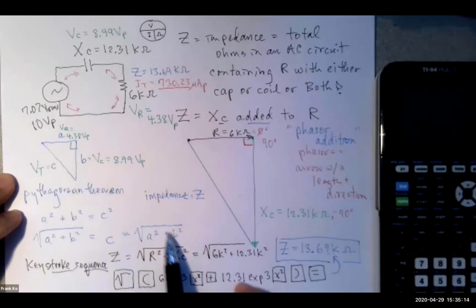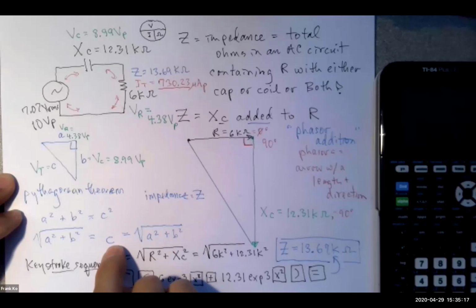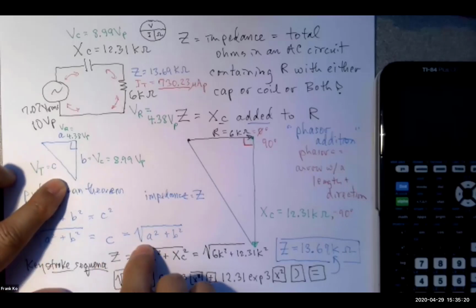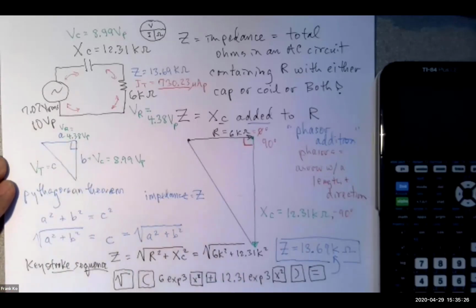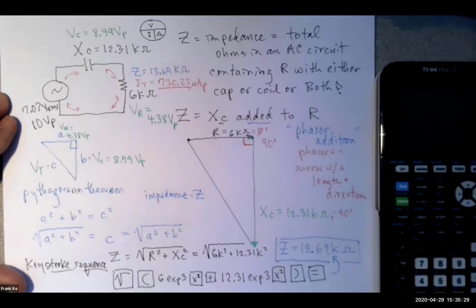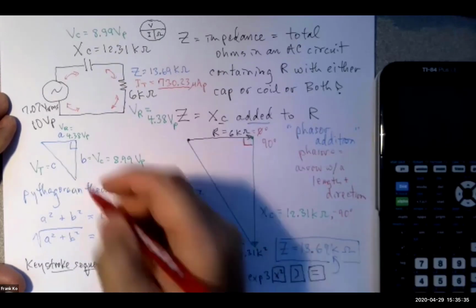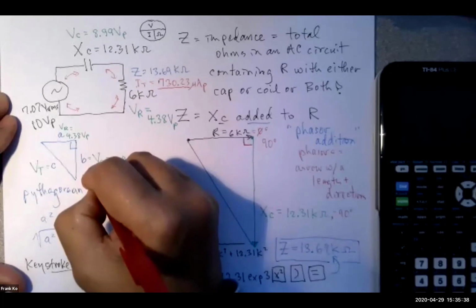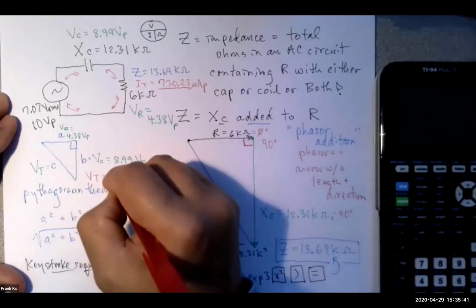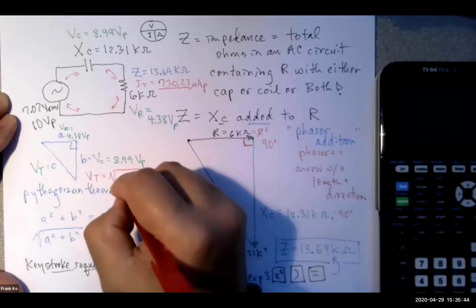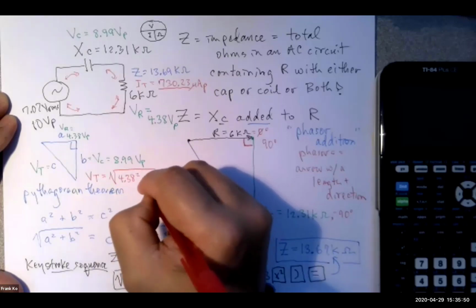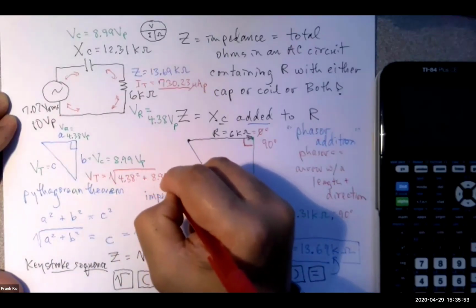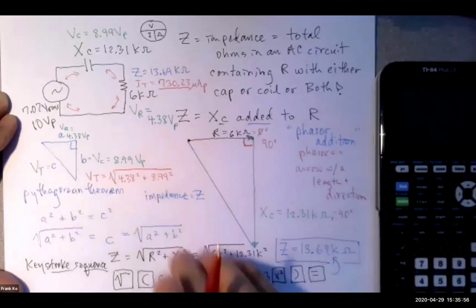I have to use Pythagorean theorem. So I'm going to use this formula again. That long hypotenuse is equal to the square root of the sum of these two numbers. Isn't that interesting? Let's see how that works out for us. My V total is going to be equal to the square root of 4.38 squared plus 8.99 squared. The whole thing is underneath the square root symbol.